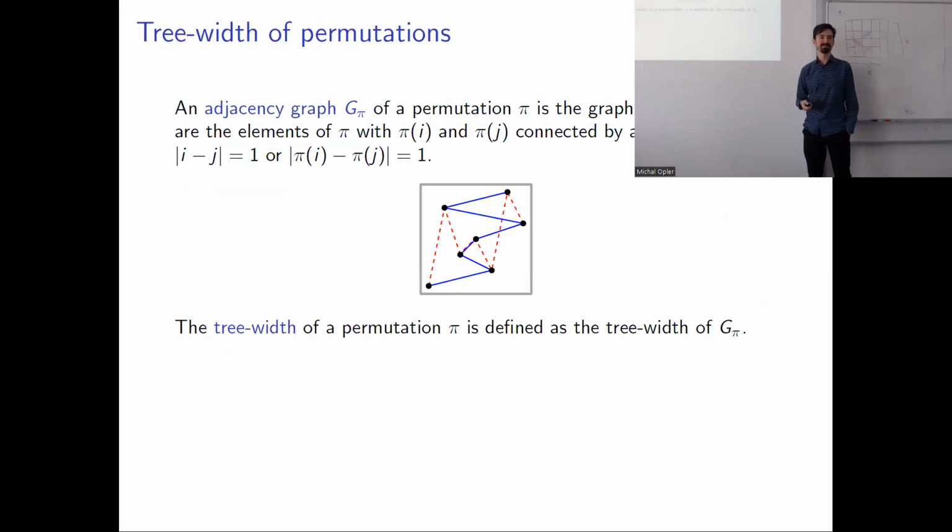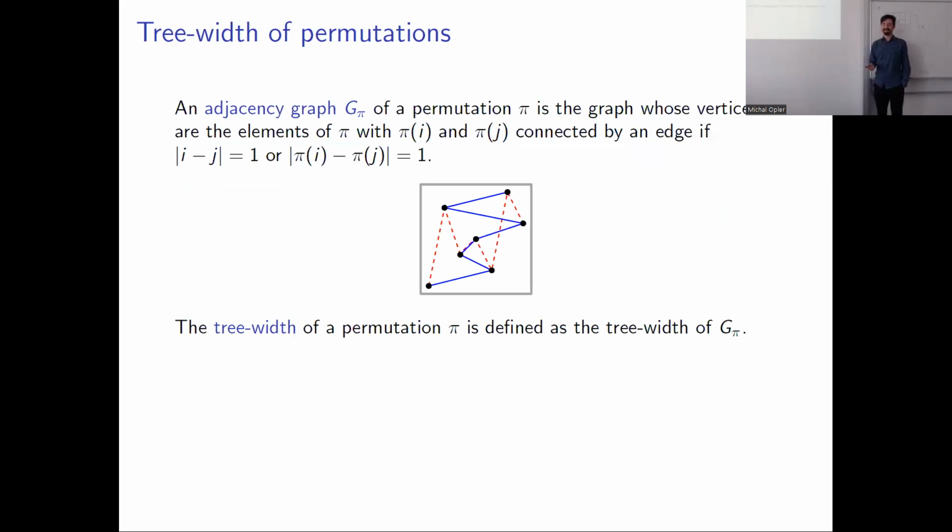So all the parameterized people here should be happy to hear about treewidth. The treewidth of a permutation is just the treewidth of an associated adjacency graph. In the adjacency graph, I just take the diagram and connect the points from left to right. That's the red dashed path, and from bottom to top, that's the blue solid path. So it's a union of two paths on n vertices, and the treewidth of the permutation is the treewidth of this adjacency graph.